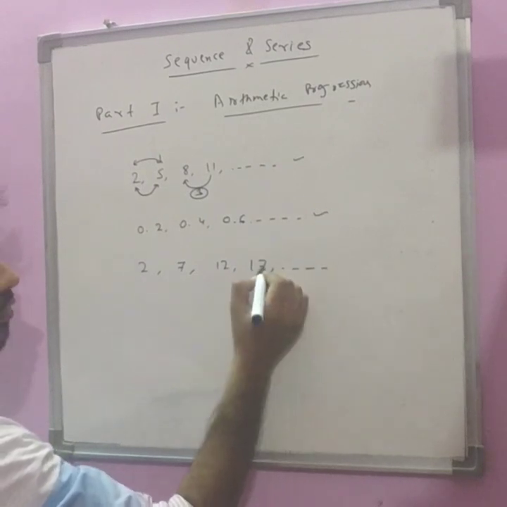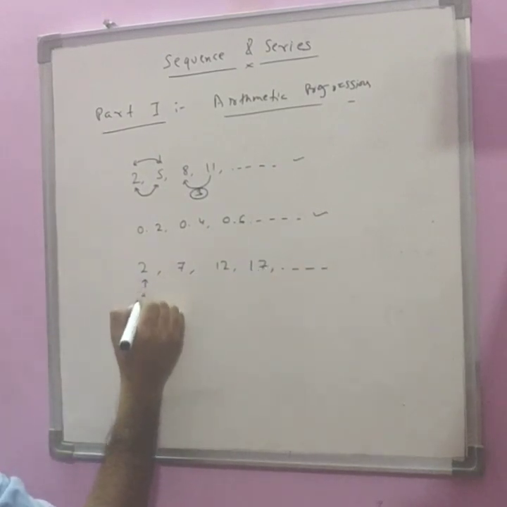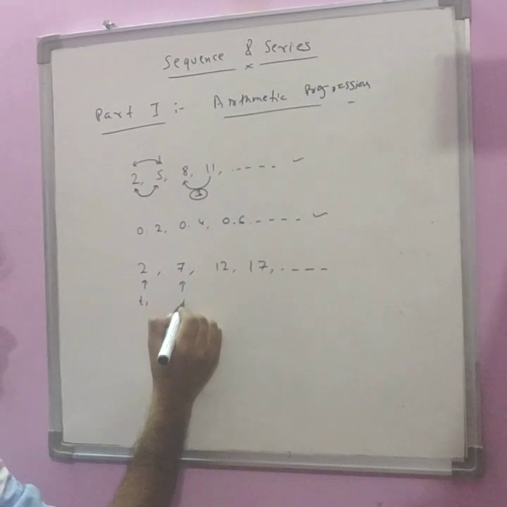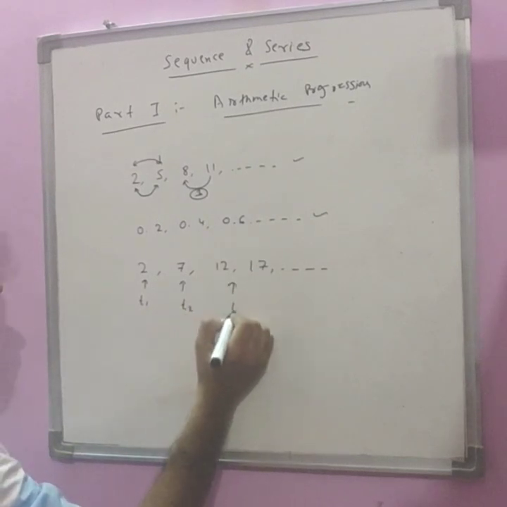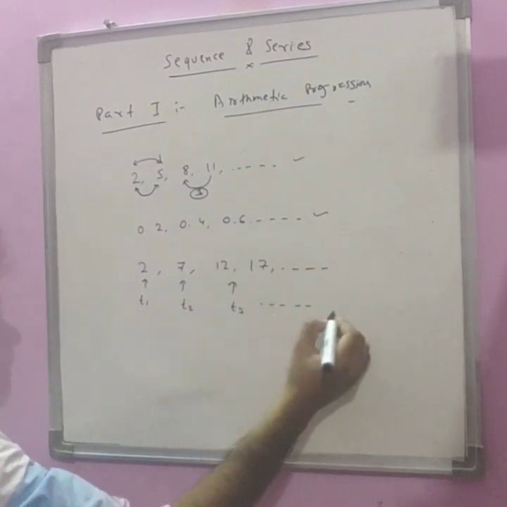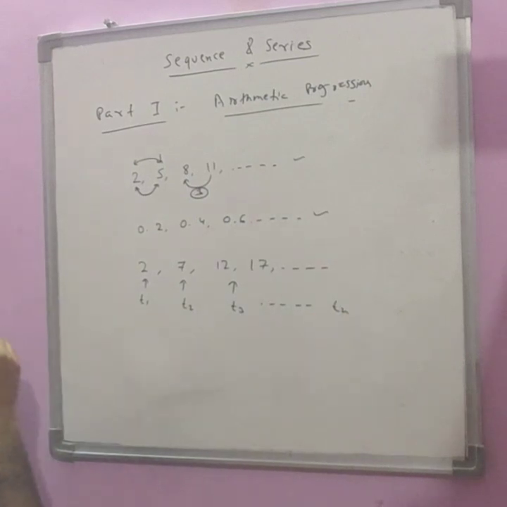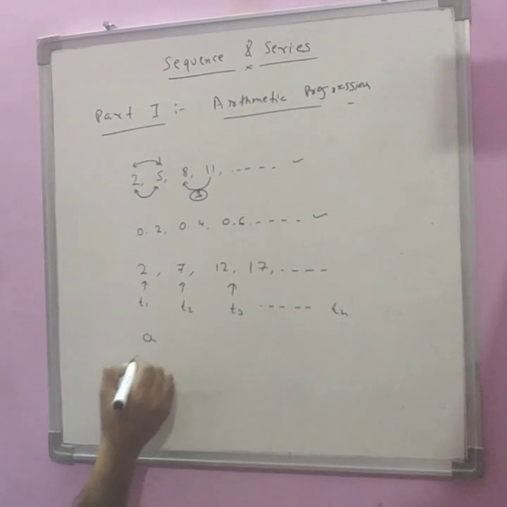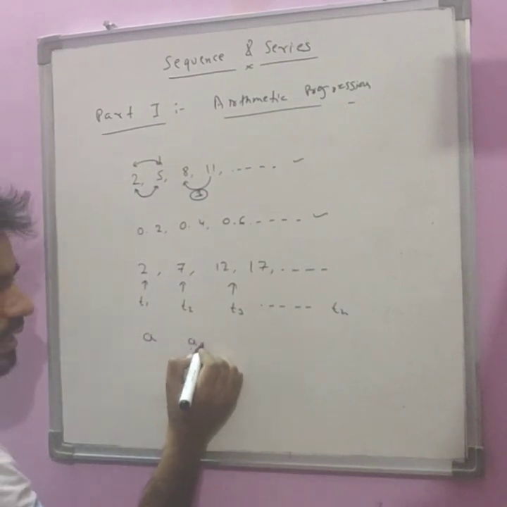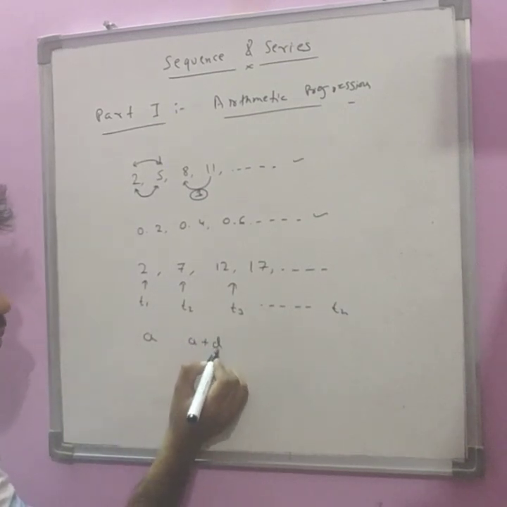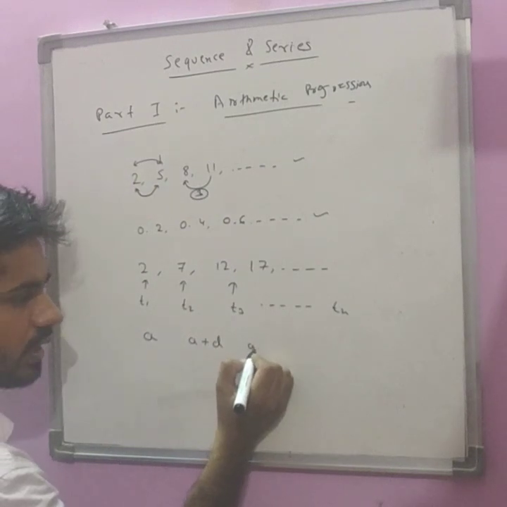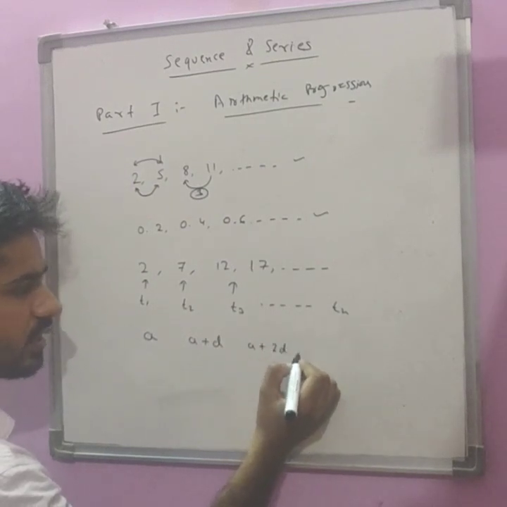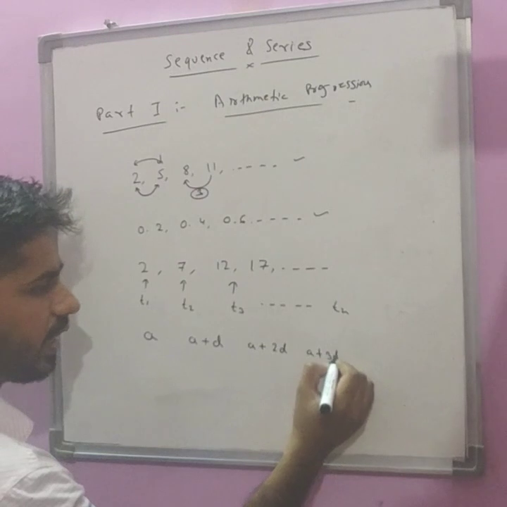I take another example of an AP series. This is the first term of the series, this is the second term, this is the third term of the series and so on, right? If I take n terms, for the first term I can define it as A. For the second term I can write A plus D, where D is the common difference. Next term will be A plus 2D, next term will be A plus 3D and so on.